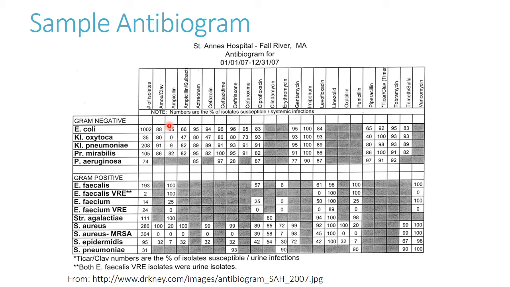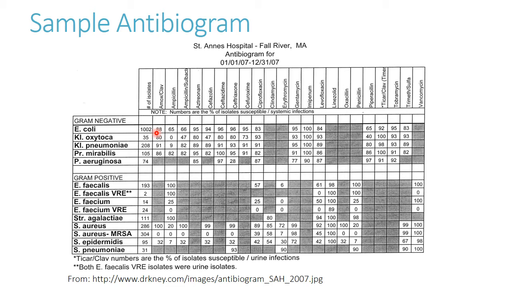So for instance, if I was looking at treating something like E. coli, I can see here that for a drug like amoxicillin clavulanic acid, or Augmentin, 88% of the time it was sensitive to E. coli. Okay, so it means it would be useful for treating that infection 88% of the time.